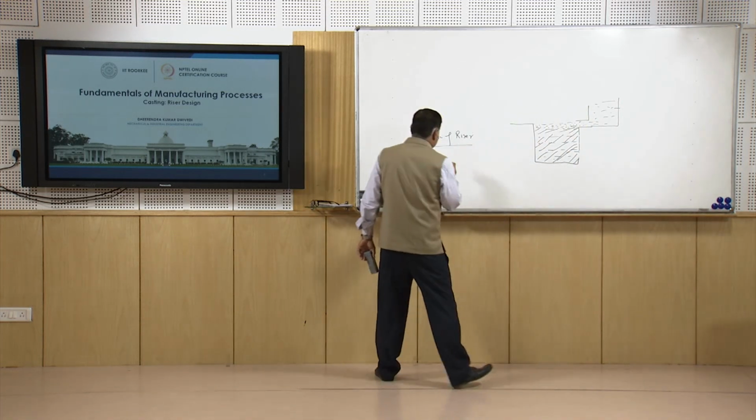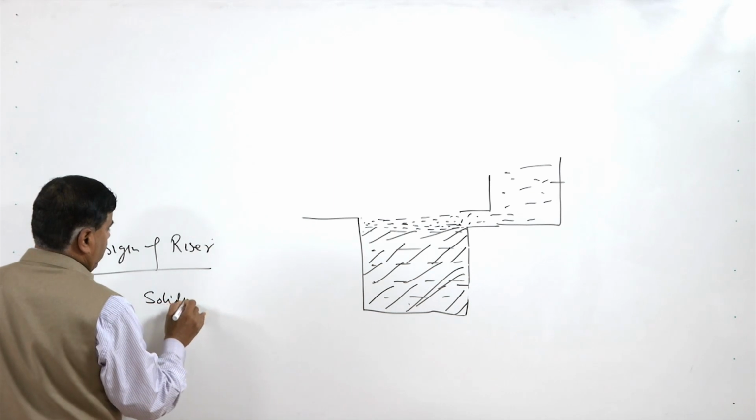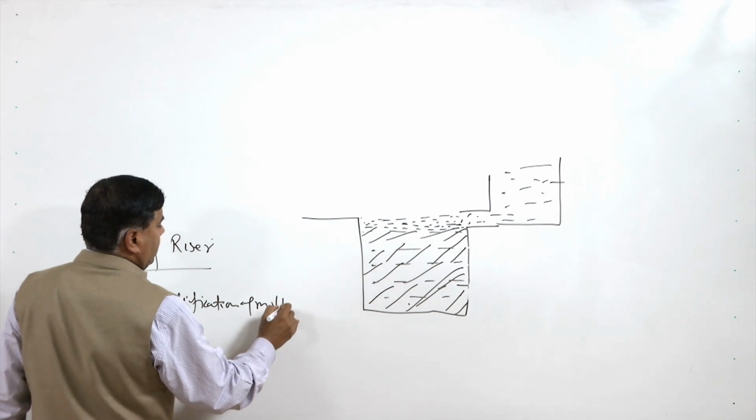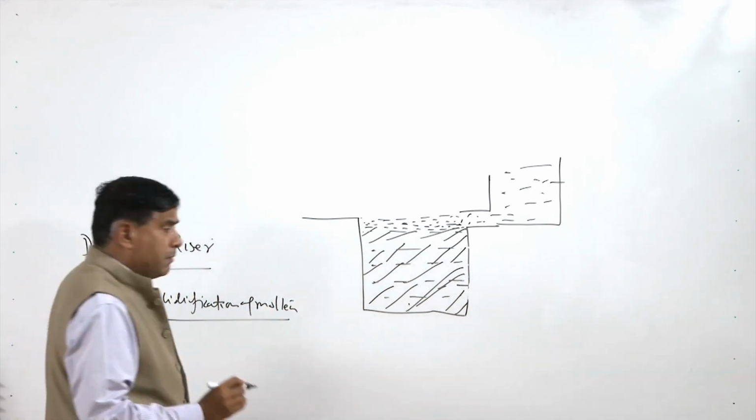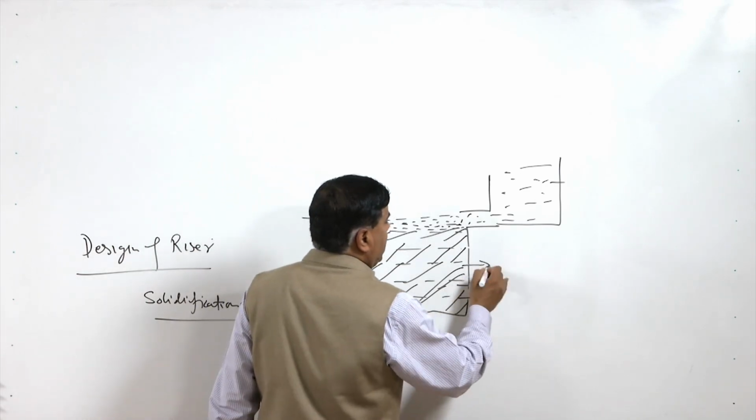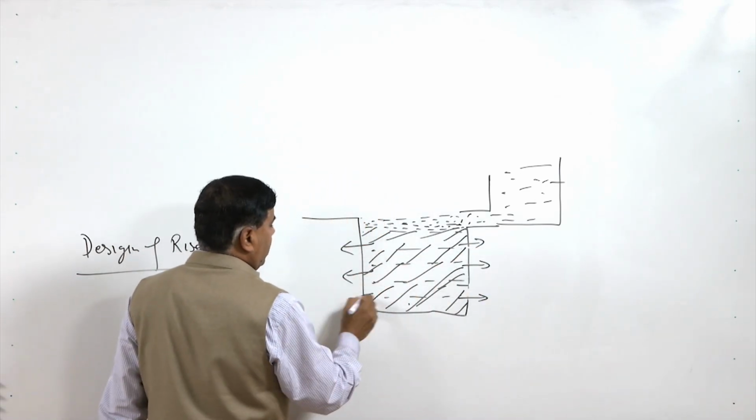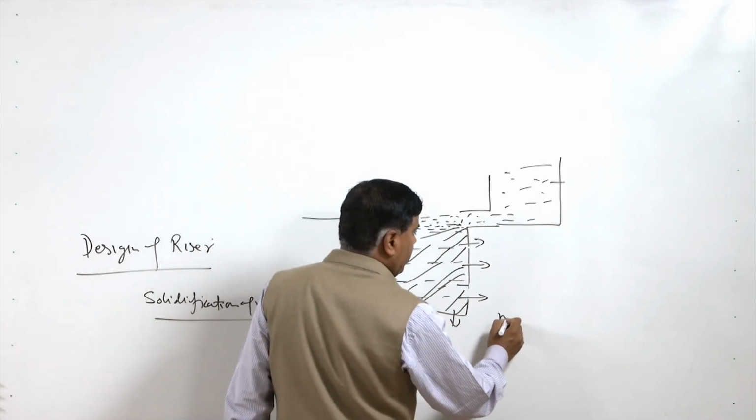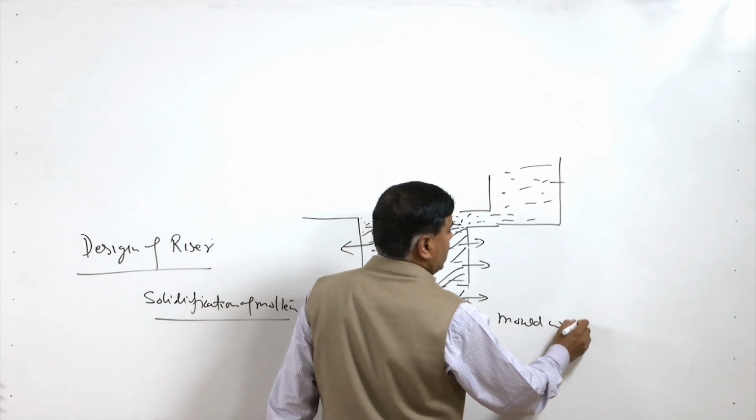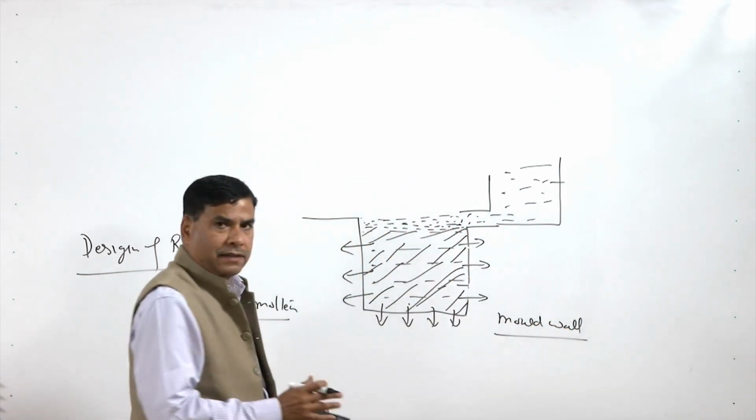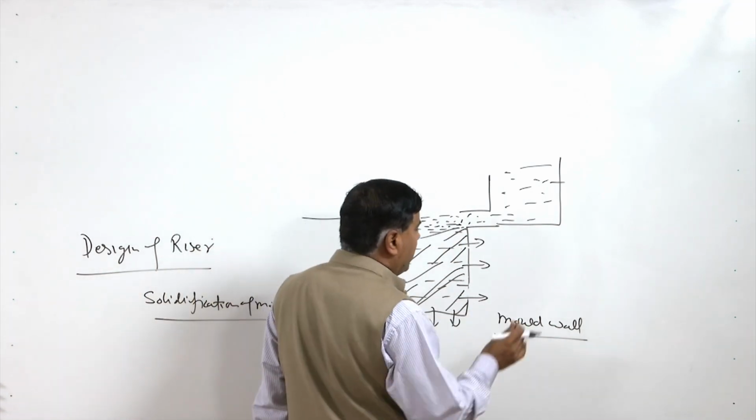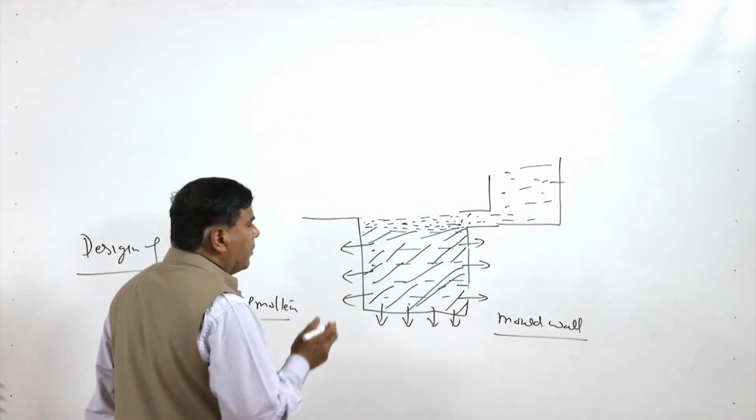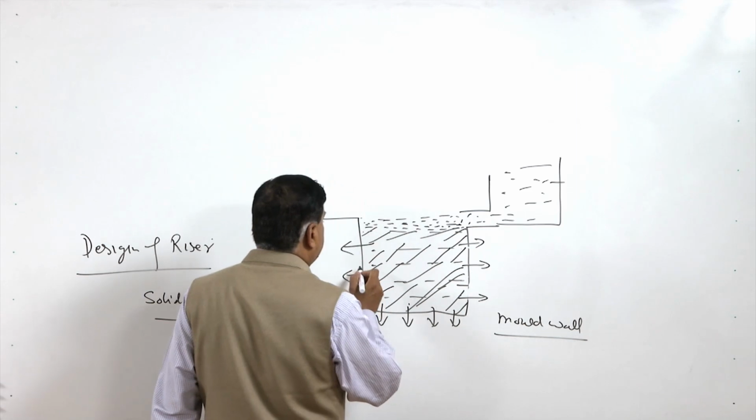We know that the solidification of molten metal depends upon how fast heat is transferred from the molten metal to the mold wall. All around we have mold walls. If these are of metal, they will extract heat at a much faster rate compared to the case when the walls are made of sand, or the molding sand.